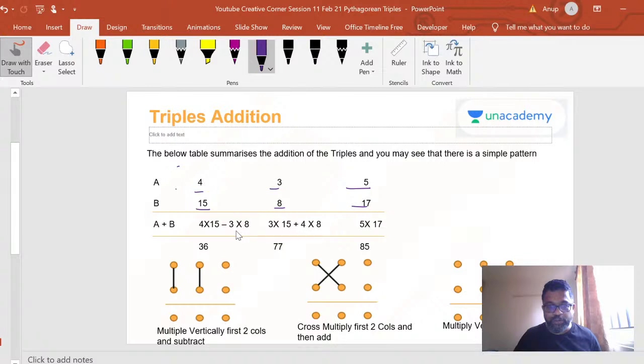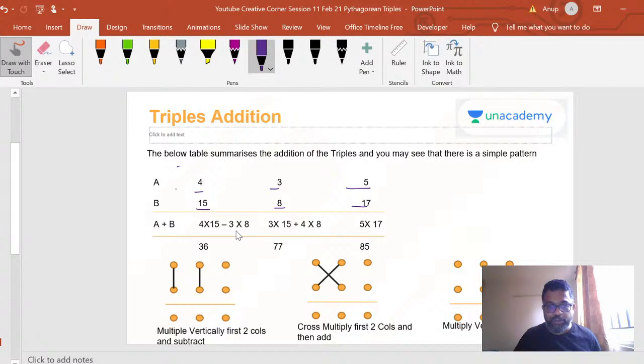And the second side would be, I do a cross multiplication, right? What is a cross multiplication here? 3 into 15 plus 4 into 8. What do I get? 3 into 15 plus 4 into 8, right? I get 77. And the last one is easy. 5 into 17, 85. So this is the resultant sides of the triangle that I added together, 36.